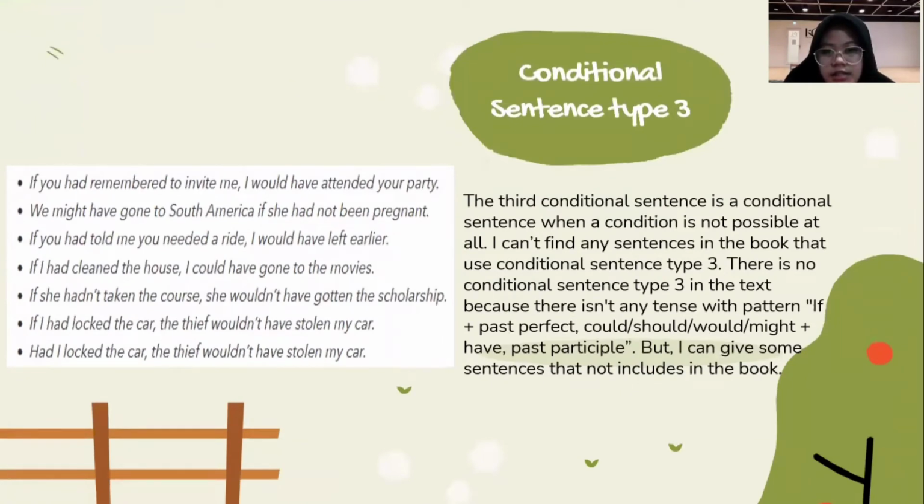Next is conditional sentence type 3. The third conditional is used when the condition is not possible at all. I can't find any sentence in this book that uses conditional sentence type 3. There is none in the text because there isn't any sentence with the pattern if, plus past perfect, could, should, would, might, plus have, plus past participle.